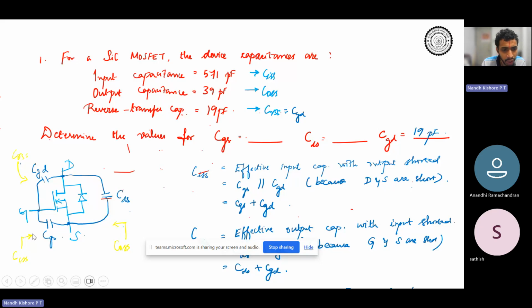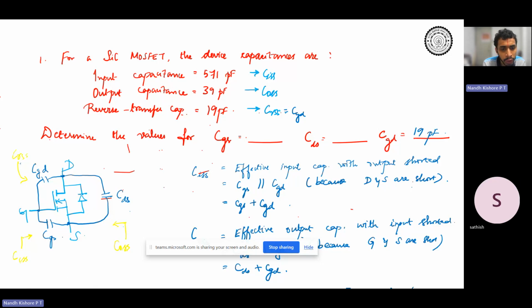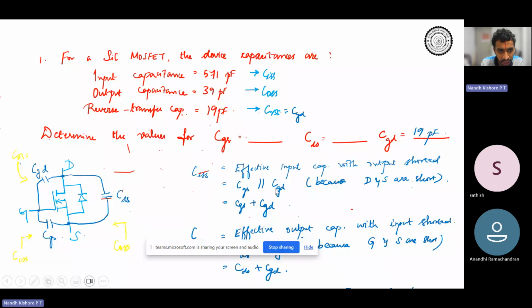So CISS, if you short the output side, the output of a MOSFET, the output characteristic as we call, right? The output of a MOSFET is basically the IDS versus VDS curve, right? So that's your output. So basically CISS is input capacitance with the output side shorted, meaning your drain and source are shorted, so what is the effective capacitance. You understand that if drain and source are shorted, it means drain and source are effectively at the same potential, right? So that's why CISS is CGS in parallel with CGD, because drain and source are effectively at the same potential. So CISS is CGS plus CGD, right?